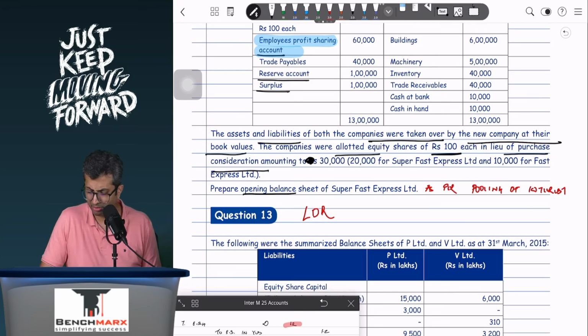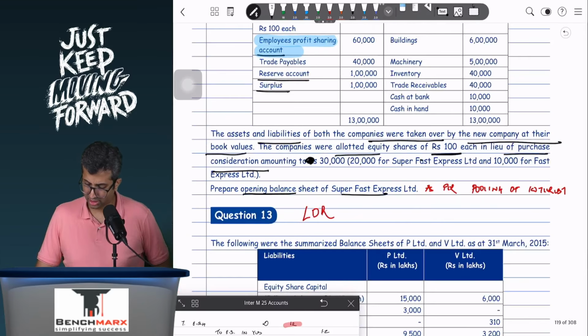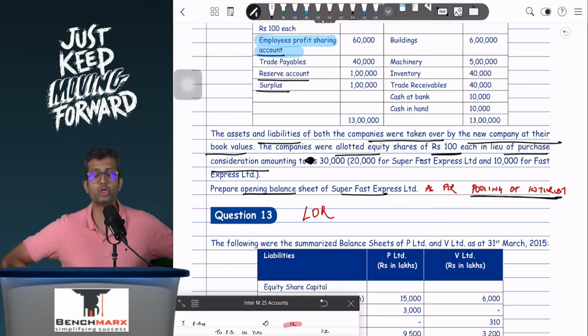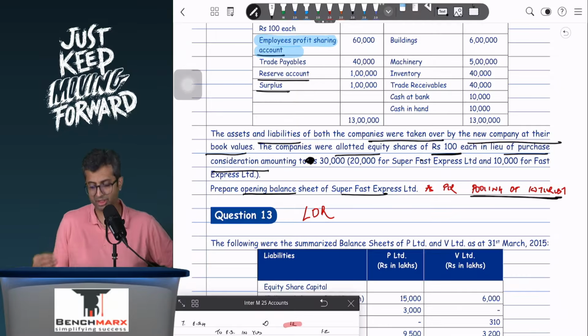Prepare the opening balance sheet of Super Fast Express. Okay, so over here, what you have to do is, look ahead at what is written, as per pooling of interest. Even in the study material, earlier this was not there before the May 25 material, and it created a lot of confusion among students about when to use pooling of interest and when to use the purchase method. With this data being given, you need to remember that you can safely use the pooling of interest method, that is amalgamation in the nature of merger.